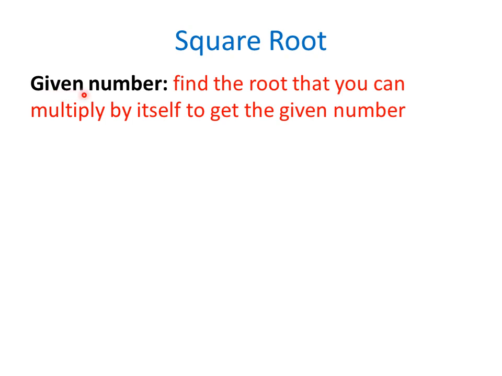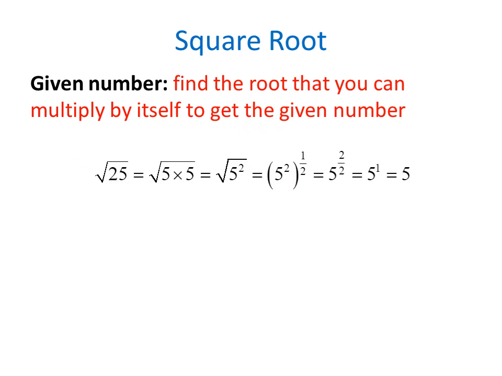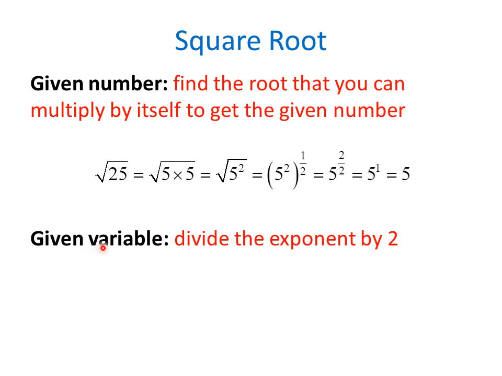If the given argument is a number, you can find the square root by simply thinking of a number that you can multiply by itself in order to get the given number. For example, this derivation proves that the square root of 25 is 5 because 5 times 5, or 5 multiplied by itself, is equal to 25. If the given argument is a variable, simply divide the exponent by 2. Again, if you have the square root of x to the a, that is equal to x to the exponent a, divide that exponent by 2.